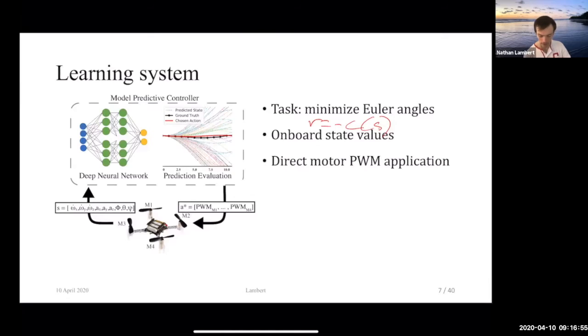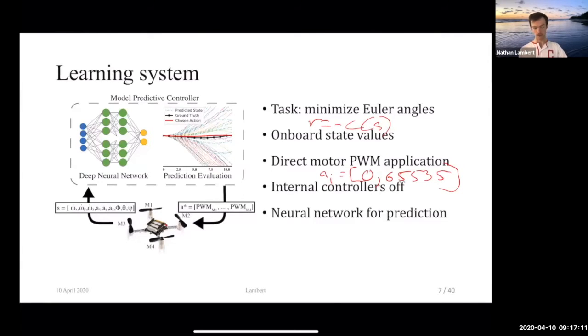So on the Crazyflie, each action is in 0 to 65,535. Those are the PWM values that we get to choose from, and that is our action space. Again, to reiterate, the internal controllers are off, and we use this neural network for prediction, where we take a motor voltage and predict how the Euler angles would change, along with learning the linear accelerations and rotational accelerations from the IMU. The onboard IMU is an MPU9250, which is what we have been using for testing the Ionocraft as well, so there's a mirror between the experiments.